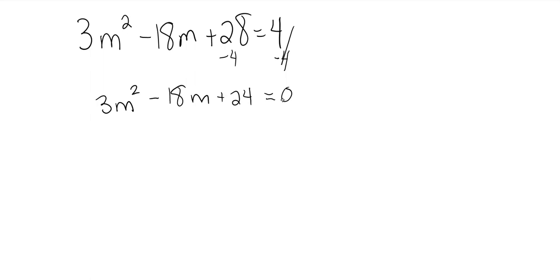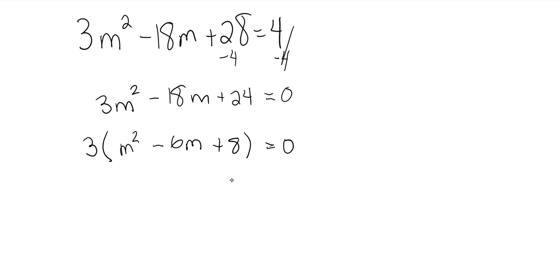From there, we want to see if we can factor out a GCF. And in this case, we can, because all of our terms are divisible by 3. So we put the 3 out in front because we are going backwards. We're factoring what multiplies to give this polynomial. So we divide 3 out from each term, and we're left with m squared, 18 divided by 3, minus 6m, 24 divided by 3, plus 8 equals 0.